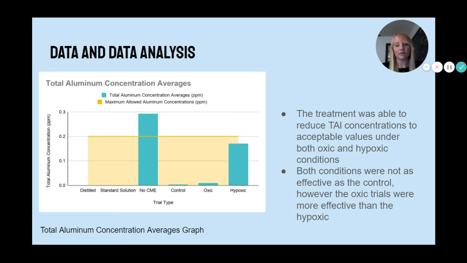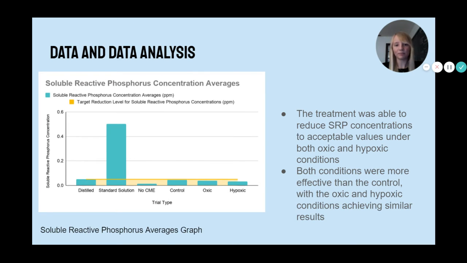All dual treatments were able to reduce the TAL concentration below the maximum allowed limit, with the control being the most successful, followed by the oxic and hypoxic trials.